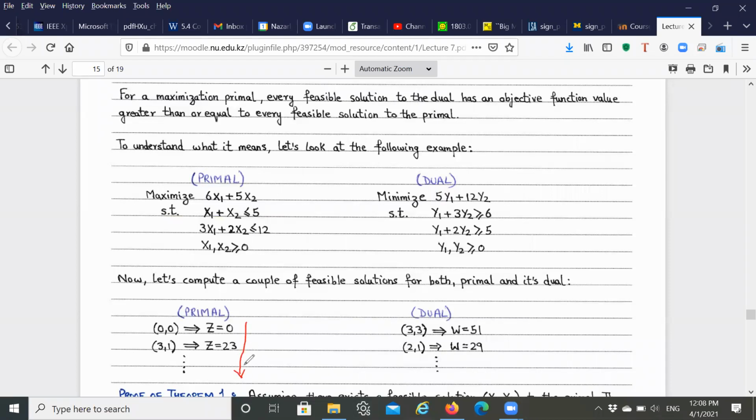So you can keep doing this, find all the feasible points, and you see that whatever value you get here will always be less than 51. Whatever value you get here will always be less than 29. Whatever value you get here will always be less than any value you get in the dual. So this is basically what the weak duality theorem is telling us. If I want to write it in short, W will always be greater than or equal to Z. W is the objective functional value of the dual, and Z is the objective functional value of the primal. Is it clear?